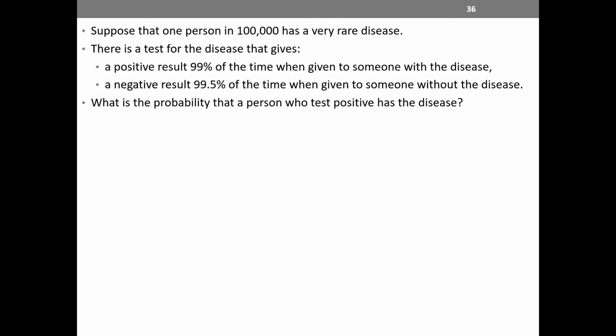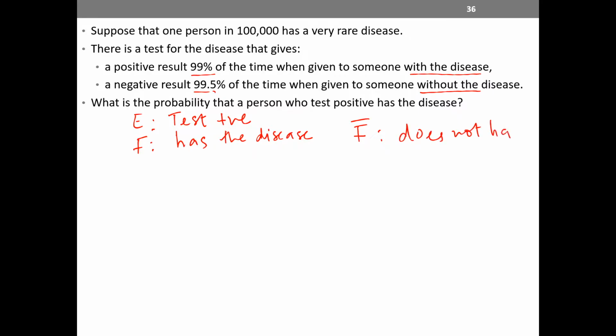Suppose that one person in 100,000 has a very rare disease, and there is a test for the disease that gives a positive result 99% of the time when given to someone with the disease, and a negative result 99.5% of the time when given to someone without the disease. We are interested in the probability that a person who tests positive has the disease. Let me write down the events the way we've been doing earlier. E is the event that the person tests positive, and F is the event that the person has the disease. Either the person has the disease or does not have the disease, which is F bar. There are just two possibilities.